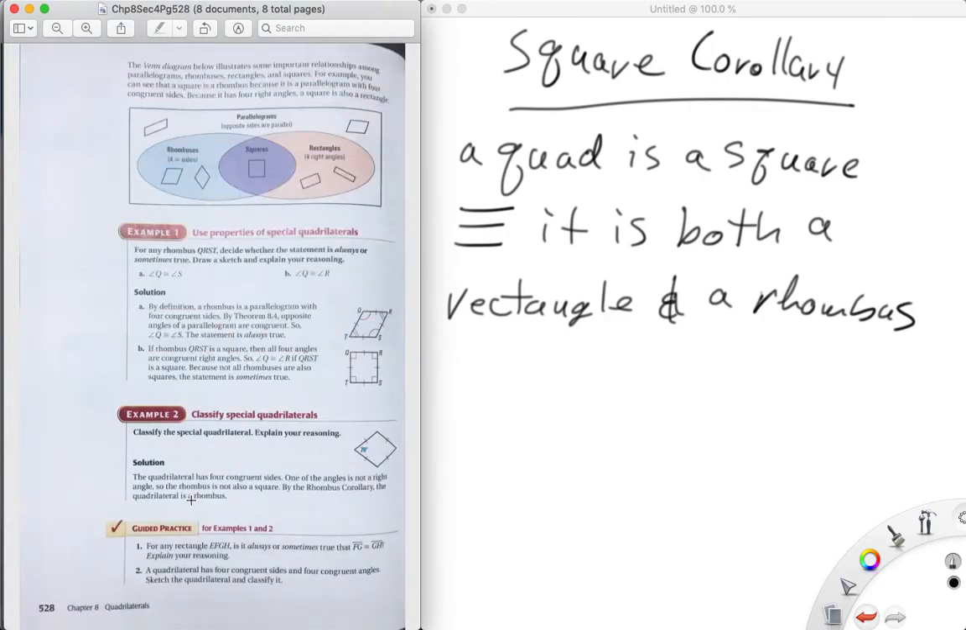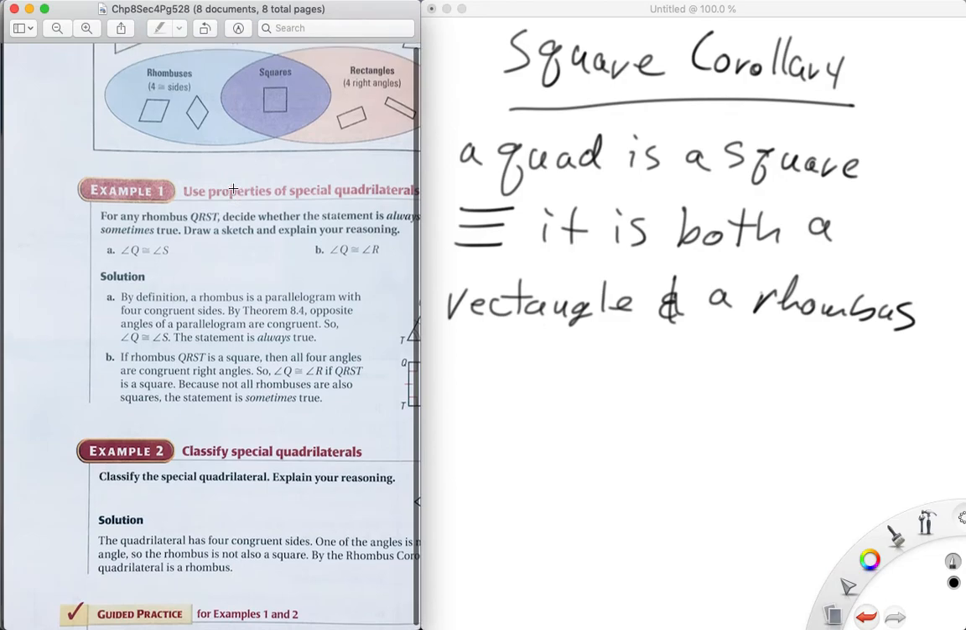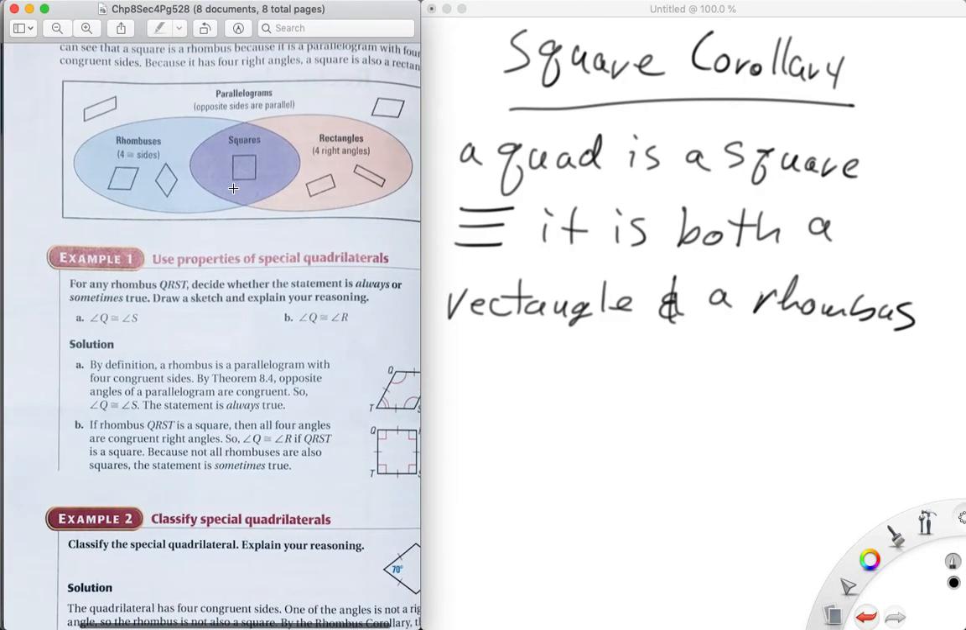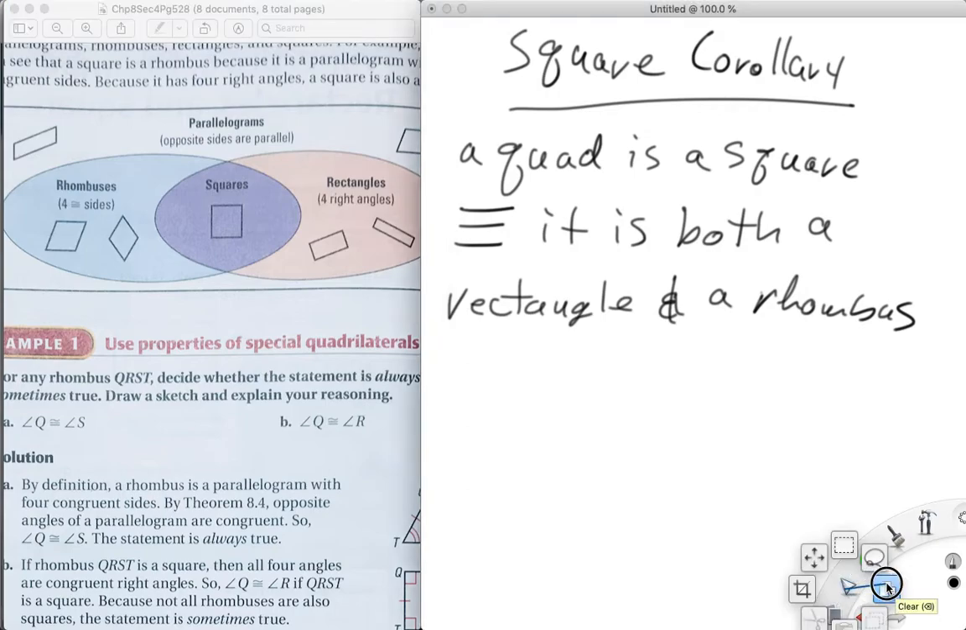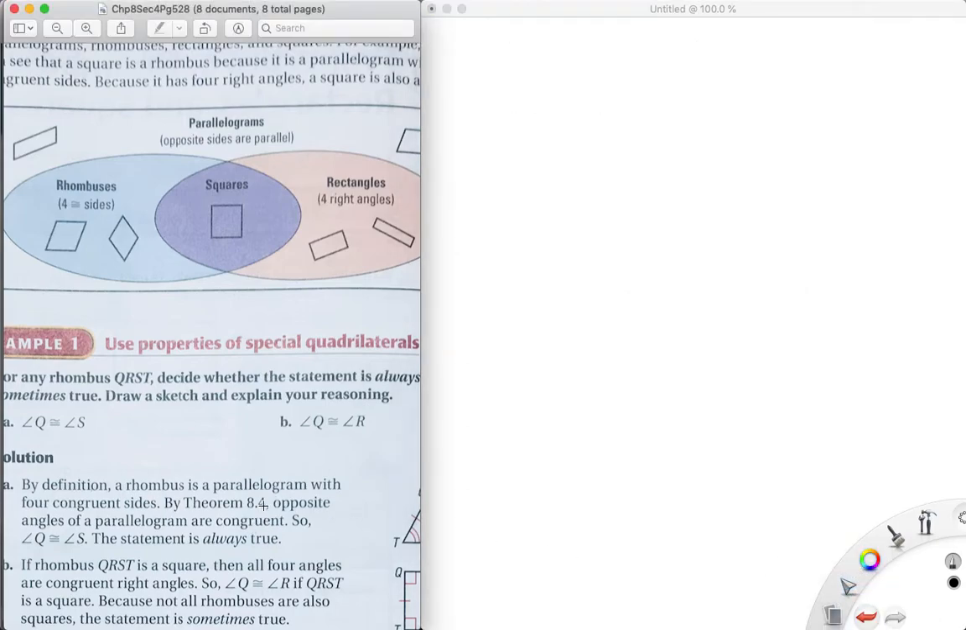Okay, and then there's other. This is sort of how they write it. They use sort of a Venn diagram. They have parallelograms on the outside, and they have the rhombus's characteristics over here, and then they have the rectangle's characteristics over here, and they put them together, and there's the square. Look at the baby, so cute.